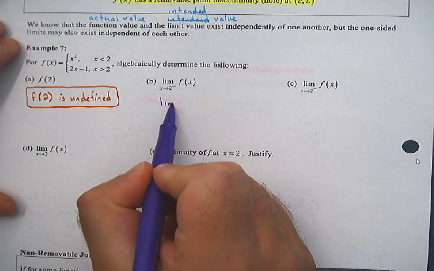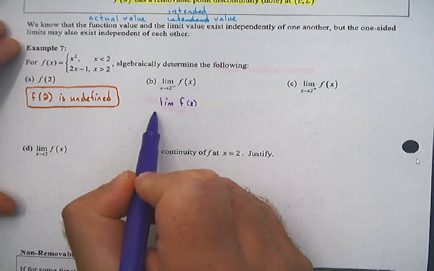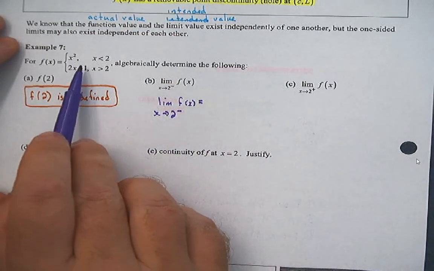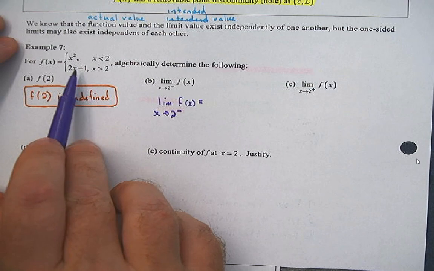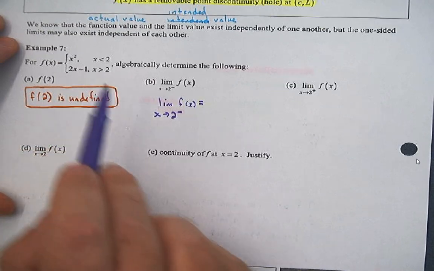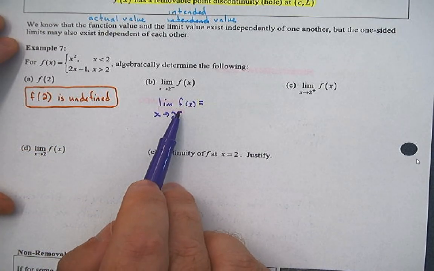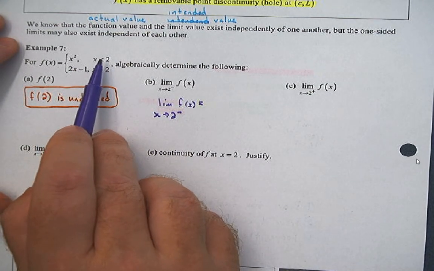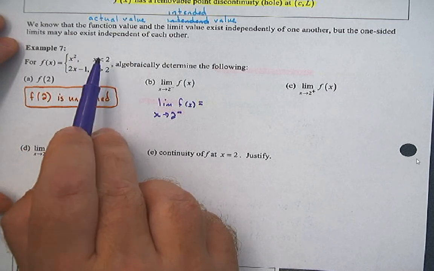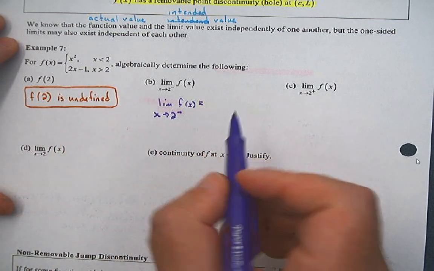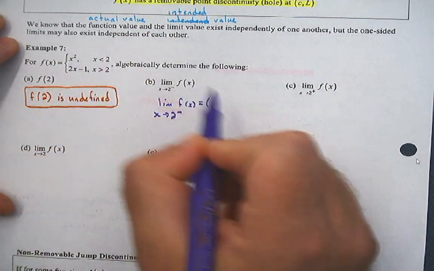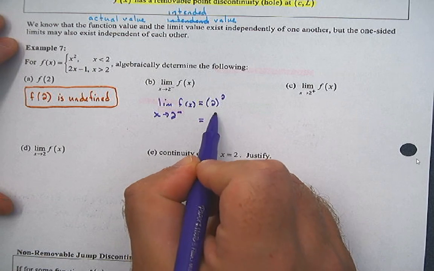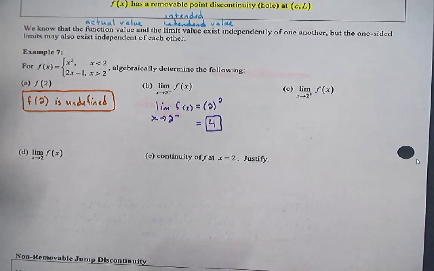The limit of my function as x approaches 2 from the left is equal to, so which one of these equations is the equation that you would look at if you're coming towards 2 from the left side? So these are all the x's that are smaller than 2, that are less than 2. So if I'm approaching 2, I'm using this as my equation. So I would plug in 2 into this part. That would be 2 squared, and 2 squared equals 4. So the limit from the left is 4.